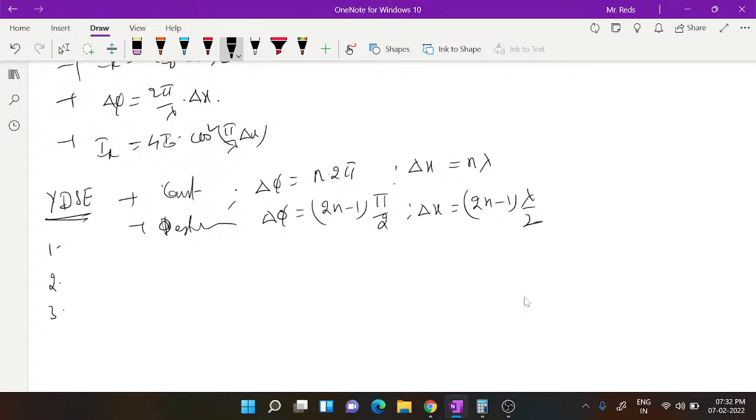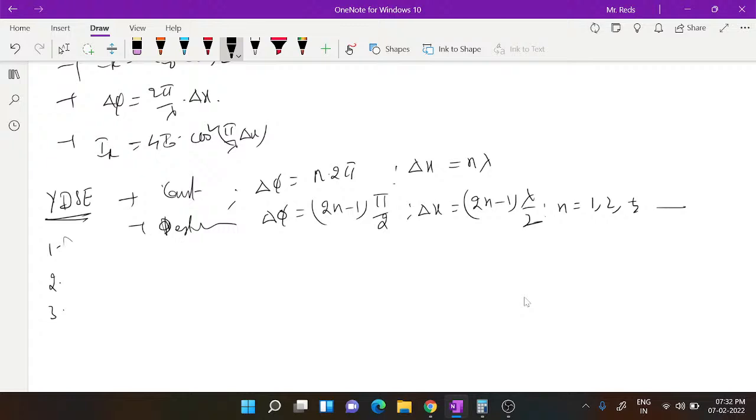Here when you say 2n minus 1, n will take values 1, 2, 3 and so on. If you take 2n plus 1 also you can take, n will start from 0: 0, 1, 2, 3 and so on. That also you have to remember.